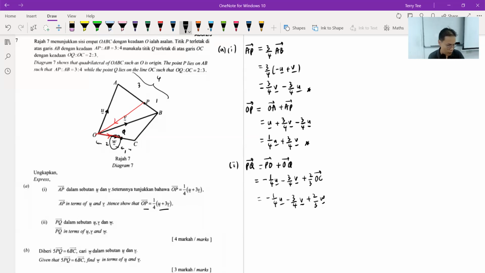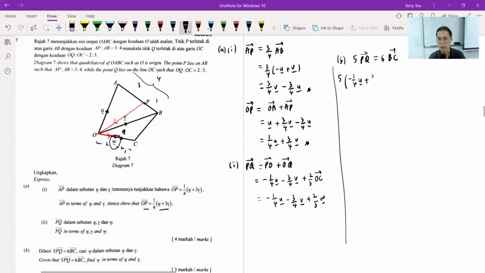Okay, so I got my vector PQ. All right, now, then they say it is given that 5 times PQ is 6 times BC. So let's continue with part B here. 5 times PQ is 6 times BC. Now we know PQ. PQ is negative 3 over 4 V plus 2 over 3 W.